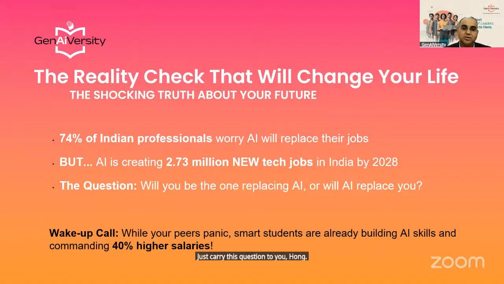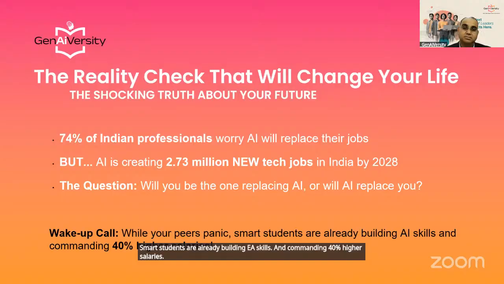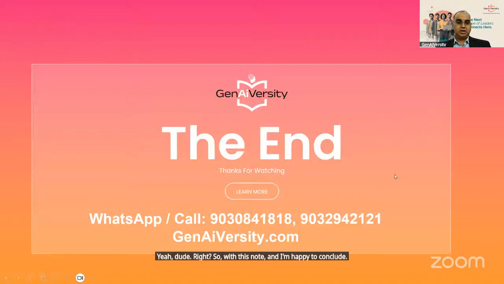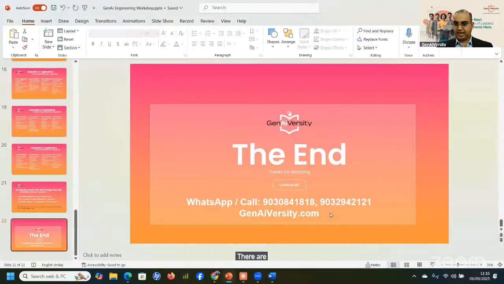And the wake-up call is, while your peers panic, smart students are already building AI skills and commanding 40% higher salaries. This is something which all of you want to pay attention to. So, with this note, I'm happy to conclude. There are a few more, but time is the constraint, and we will reconnect and do the future.